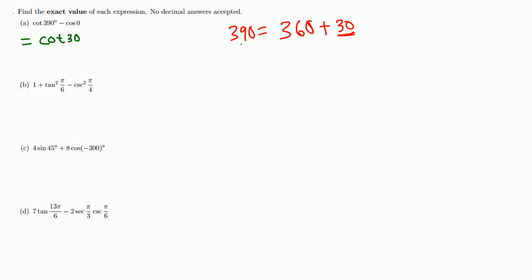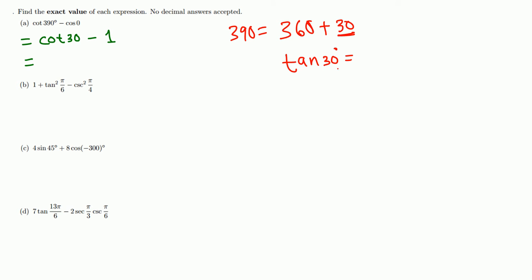And 390 is in the first quadrant, where all are positive, so this is also positive. Minus cosine 0, that's 1. Now cotangent 30. What is cotangent of 30? We know that tangent of 30 and cotangent is the reciprocal of tangent.